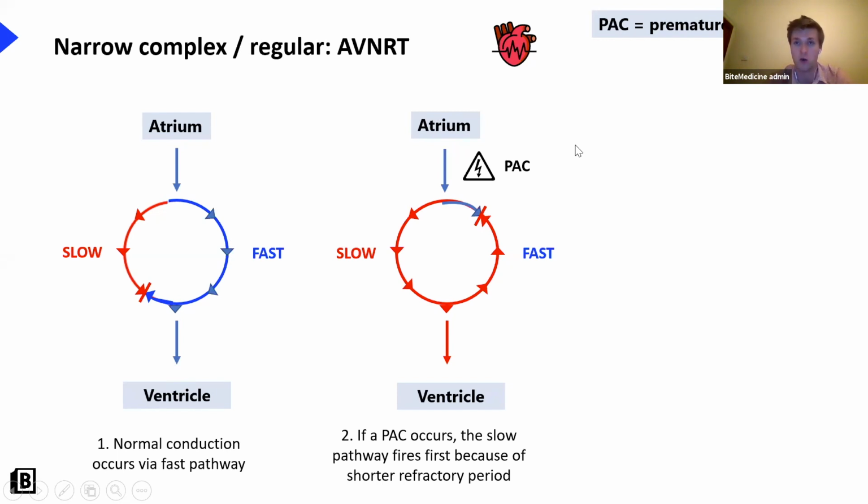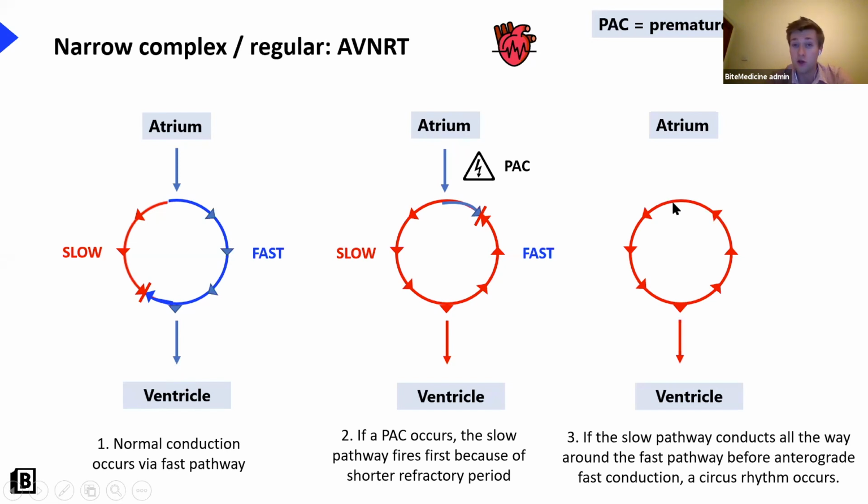So what happens in a circus rhythm? Essentially, if your slow pathway conducts down to the ventricles and starts to make its way back round on the fast pathway before the anterograde fast pathway can even begin to conduct, you set up a circus rhythm, okay, which will then essentially just run around itself as fast as it can. And this will essentially lead to a rapid firing and a ventricular rate of anywhere between sort of 140 to 280.